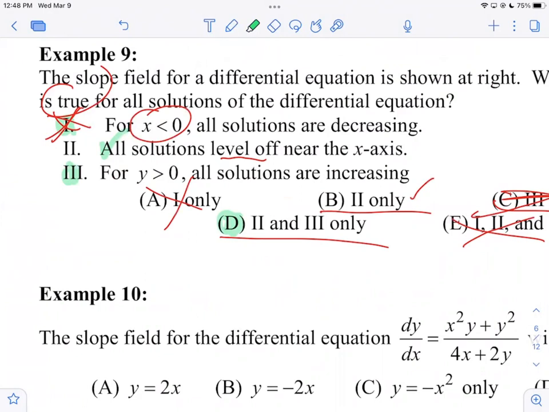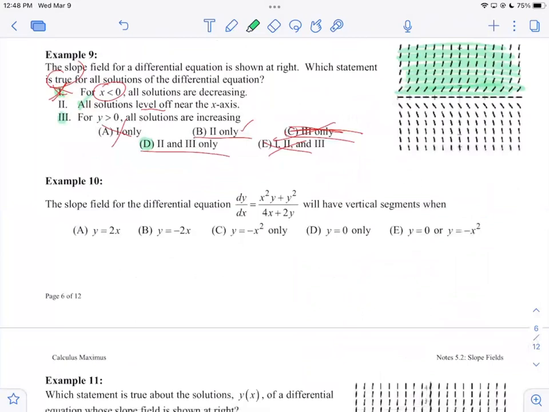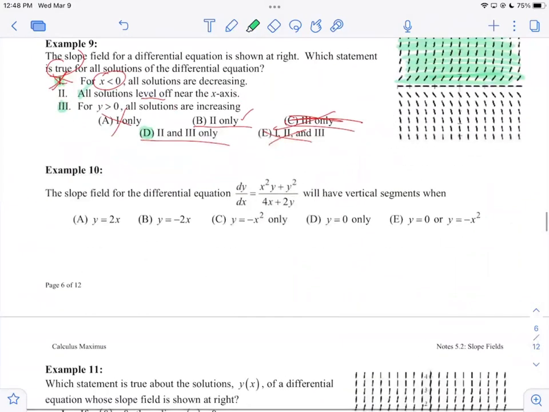2 and 3. Oh, baby. Oh, yeah. Oops. Oops, said Putin. Yeah. 2 and 3, which is answer choice D. Yeah. Okay. Dang. Let's keep on keeping on.